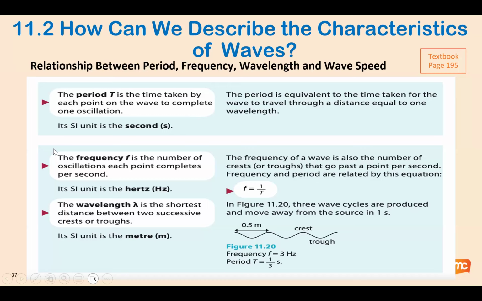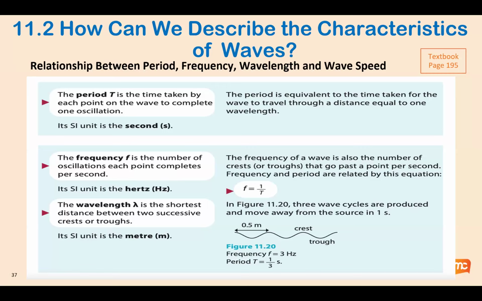Next, frequency. You cannot get frequency directly from the graph, but you can calculate it from the period. The period can be gotten from a displacement time graph, then from there I can find the frequency. Frequency is defined as the number of oscillations each point completes per second. In layman terms, it just means the number of waves generated in 1 second.